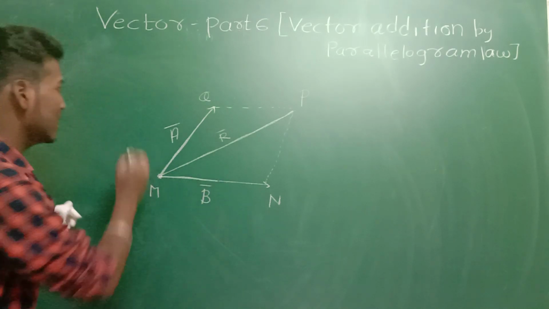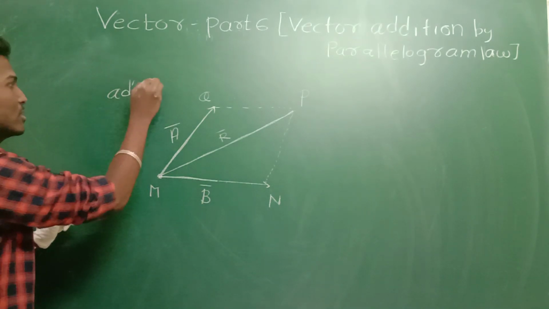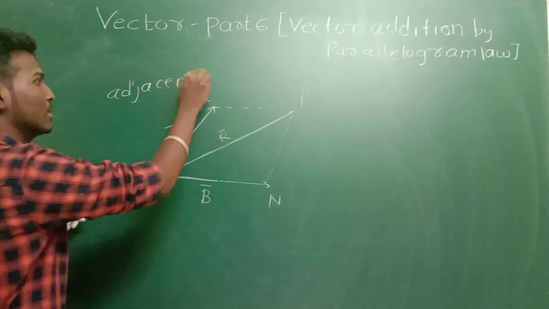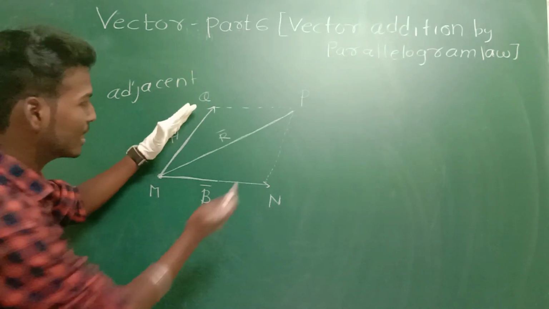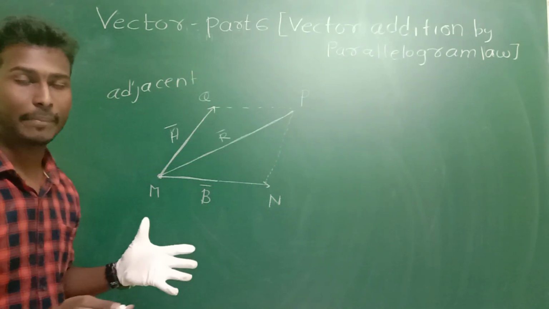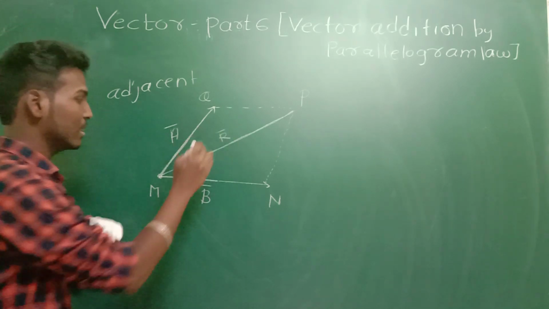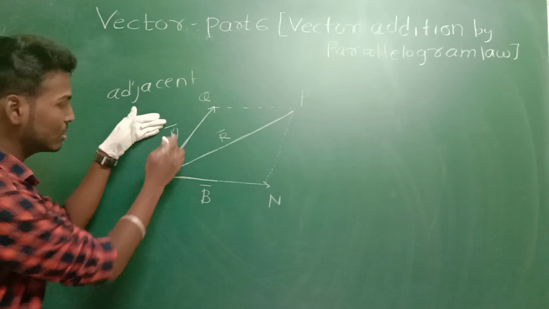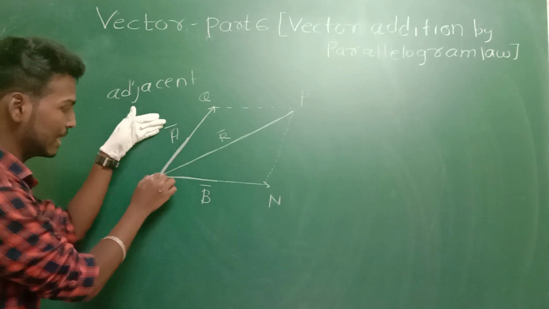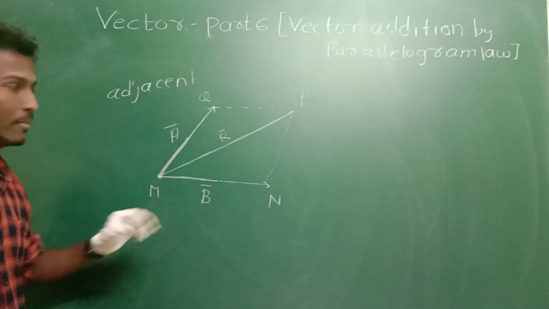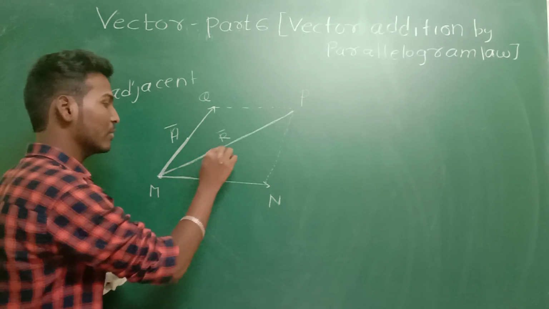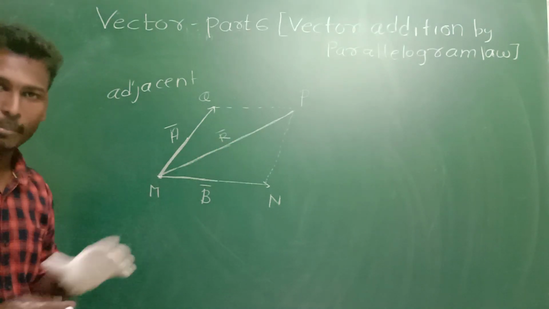This word is very important, adjacent. It's not like A bar is here and B bar is here and then you add them by parallelogram. No, it's not that. We have to add these two vectors when we indicate them by adjacent sides of a parallelogram. At that time, the resultant vector will be the diagonal of the parallelogram.